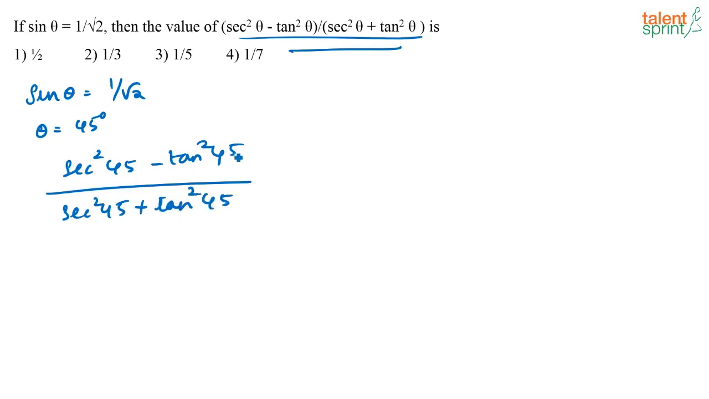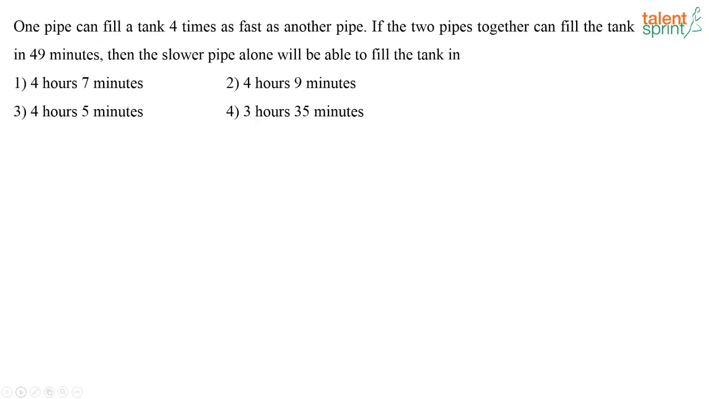See, you already know sec square theta minus tan square theta is equal to 1. So obviously the numerator is going to be 1. In the denominator you will have, what is sec square 45? It is nothing but root 2 the whole squared plus 1 squared. That is equal to 1 by 3. Option 2. Next.